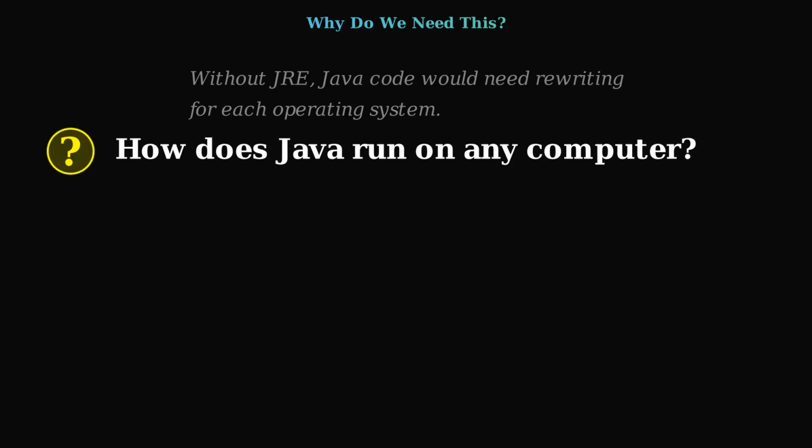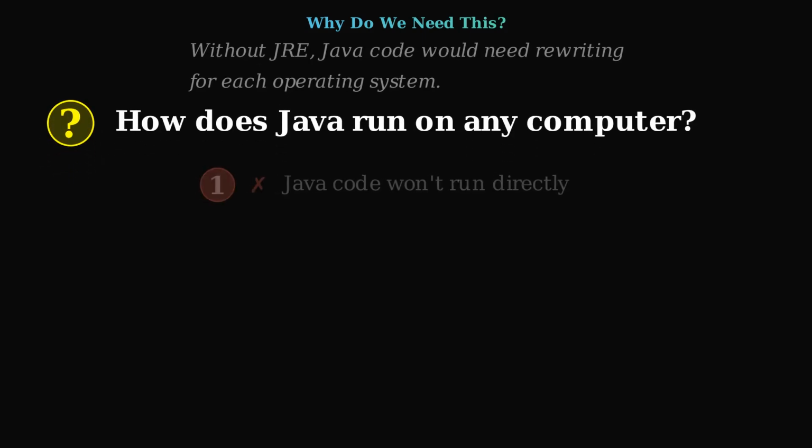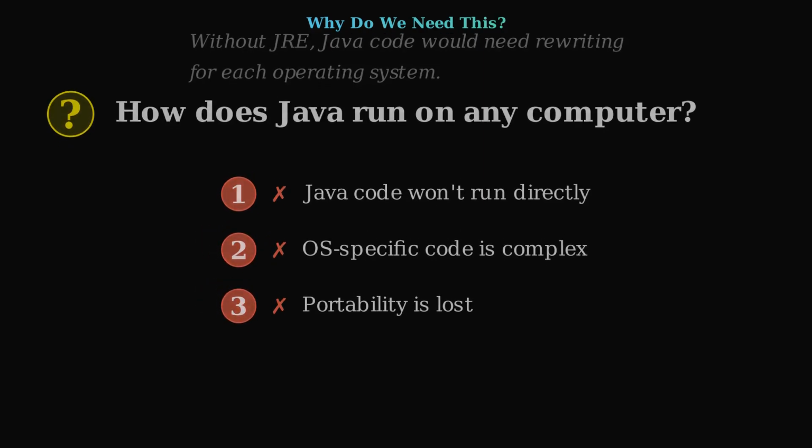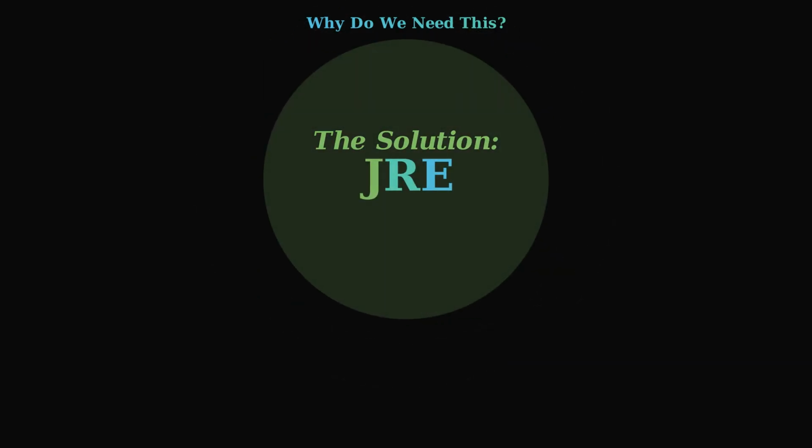How does Java run on any computer? Java code won't run directly. OS-specific code is complex. Portability is lost. JRE provides the runtime environment to execute Java programs anywhere.